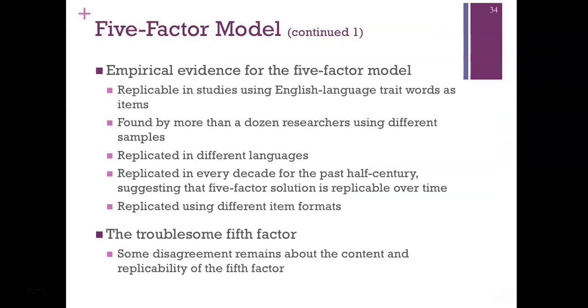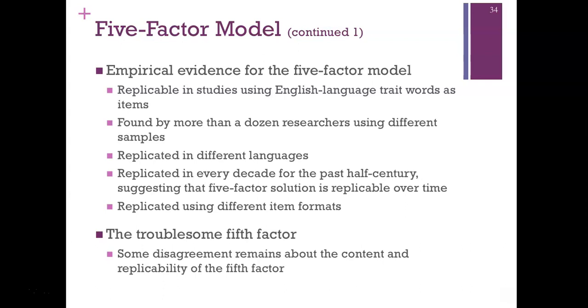So for the five-factor model, again, there's lots of empirical evidence. It's replicable in studies using English language trait words as items, found by more than a dozen researchers using different samples. So it's been highly replicated, even in different languages, and replicated in every decade for the past 50 years, suggesting that it's replicable over time. It seems to have a lot of stability associated with it. And it's replicated using different item formats. So even when we swap out the items for similar, but not the same exact items, these five factors still seem to emerge in the factor analyses that are done.